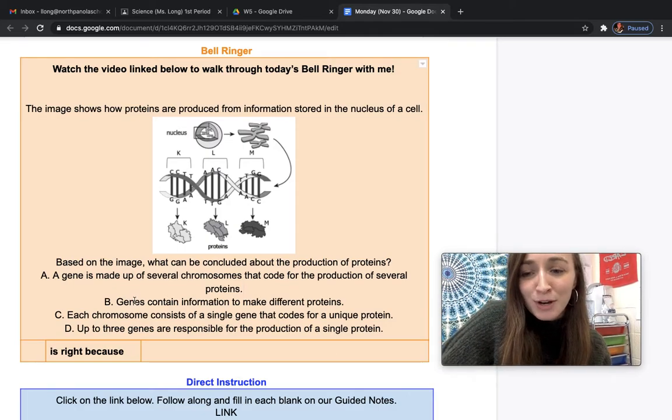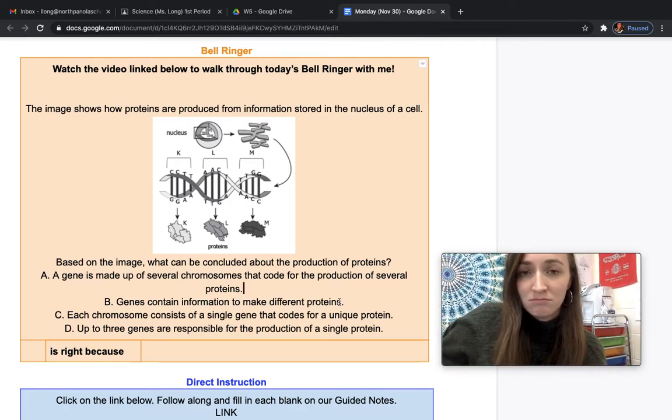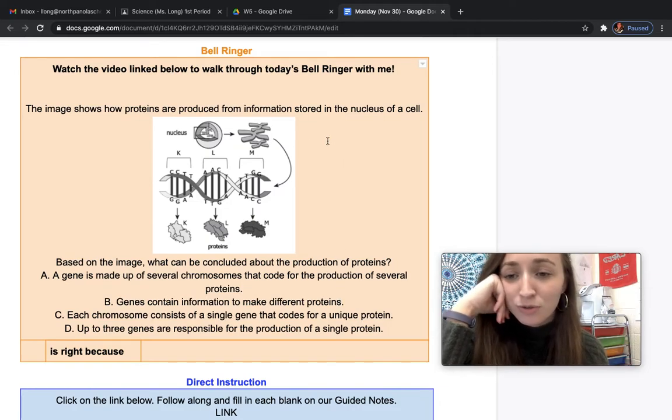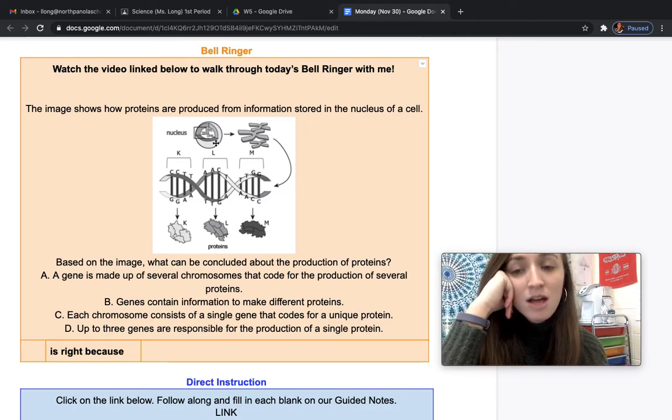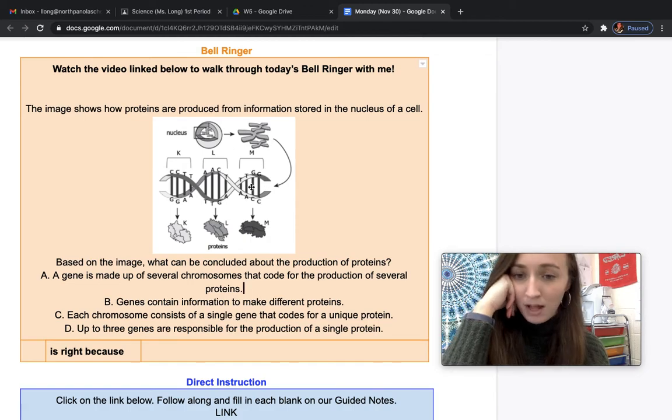So B is going to be our good answer here. Why? It says genes contain information to make different proteins. That's totally true because we have K making protein K, gene L making protein L, and so on. So your answer is going to be B.